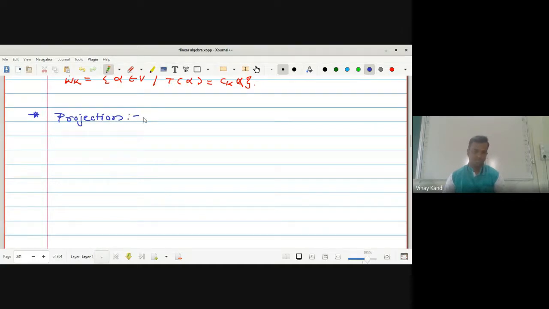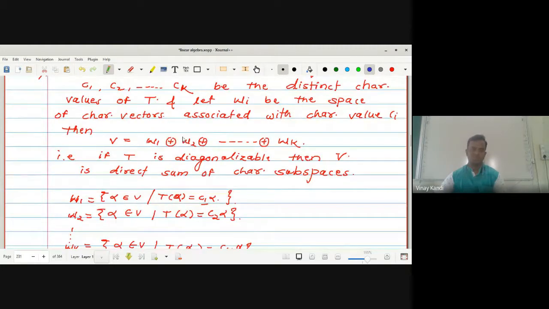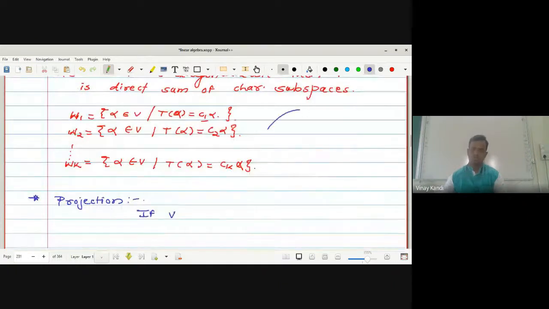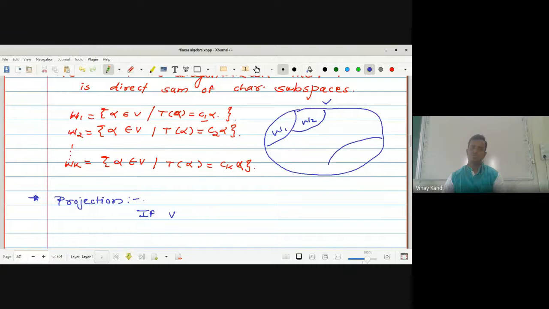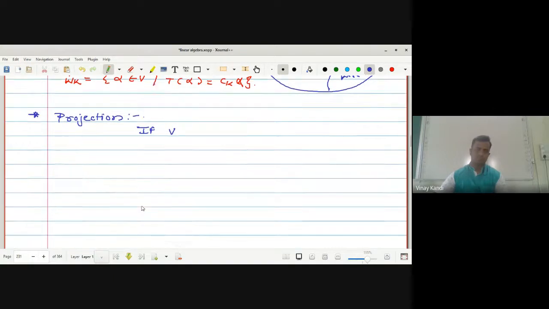Nice. Okay, any doubt up to here? Any doubts in the examples? No, sir. Suppose this is the vector space V, this is W1, this is W2, up to so on this is Wk, and only the zero vector is contained in all these subspaces. Now projection.